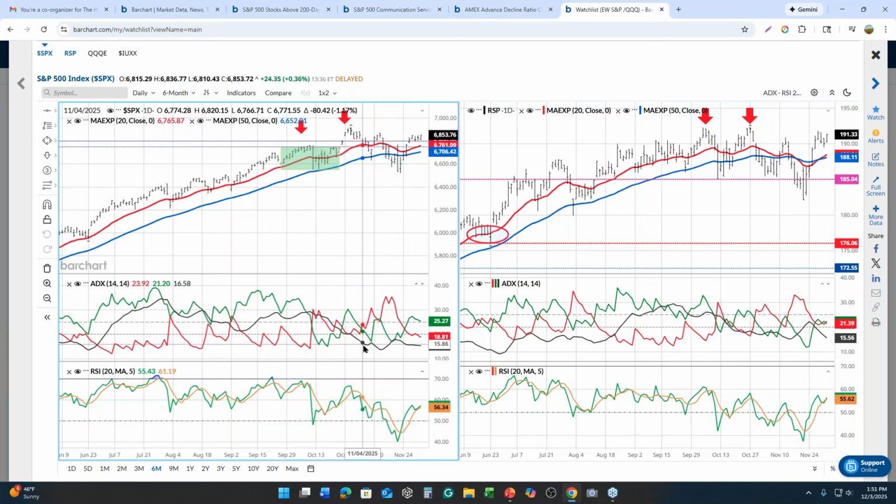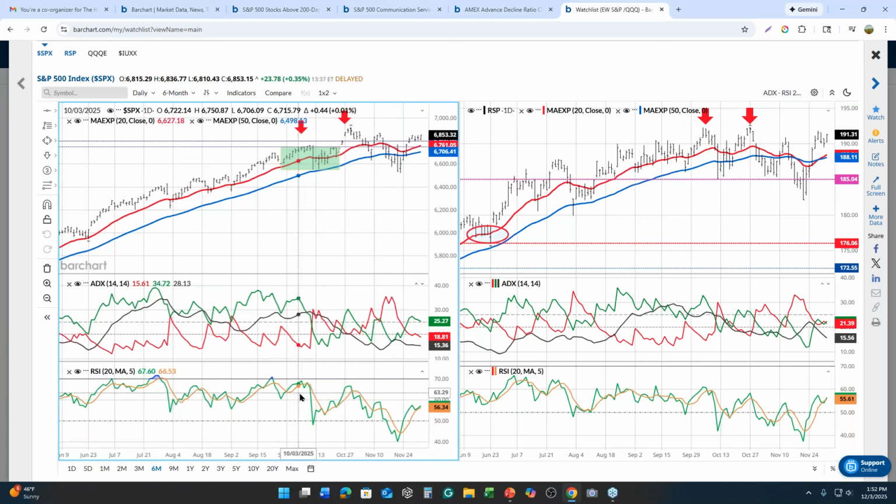The DI positive and DI negative, positive being green and red being negative, can tell us if there is a change, and above 25 would be a sign that we are starting to change back to a positive market breadth.